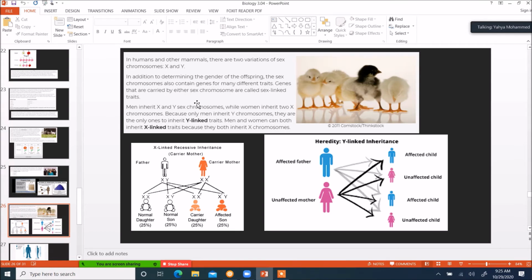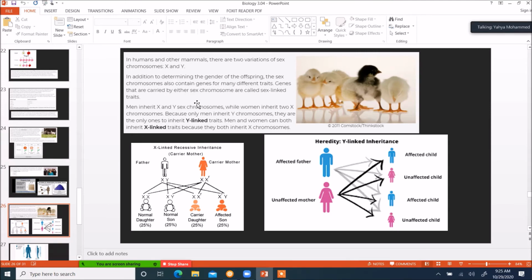Now, when it comes to chromosomes, we have the autosomes, which are basically the same for male or female. There's no real difference. When it comes to the X and Y chromosomes, there is a difference.